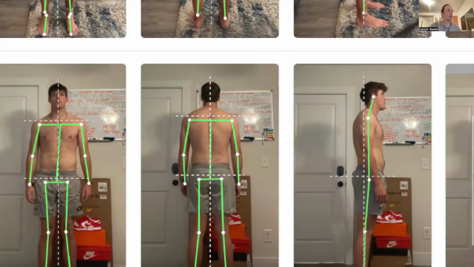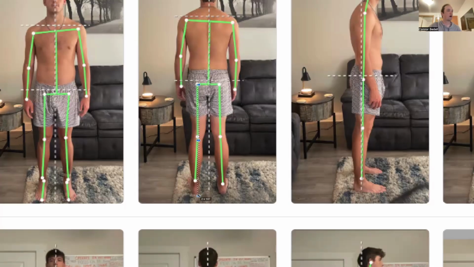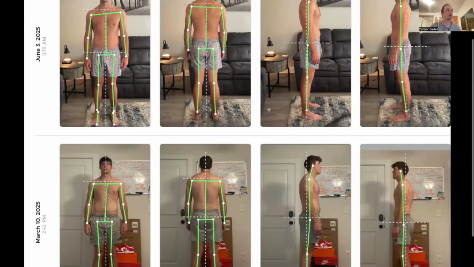When we look at where we're at today, we're in a much more upright position. We still have a little bit of work to do to get that ankle to be truly underneath the hip, but this is a much more stable position for the hip to be in as a whole.